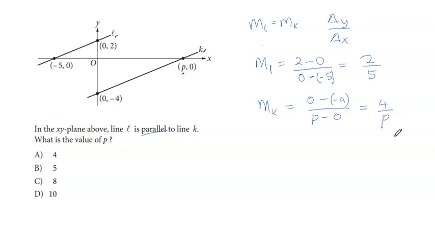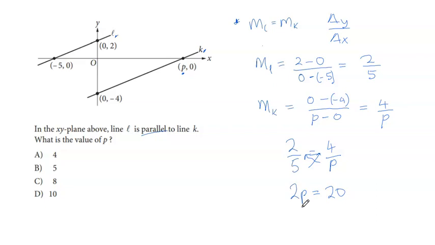P. Right? And based on what we said here, these two slopes are equal. So basically, 2 over 5 is equal to 4 over P. And then we just make P the subject by cross multiplying, right? So if we cross multiply, we have 2P equals 20, right? So we cross multiply like this and like that.